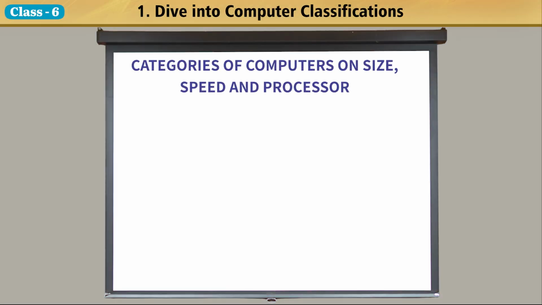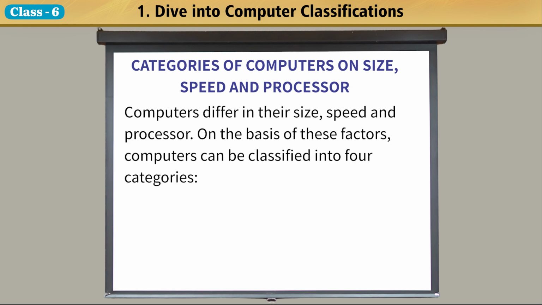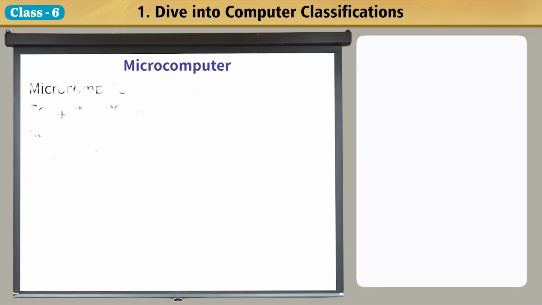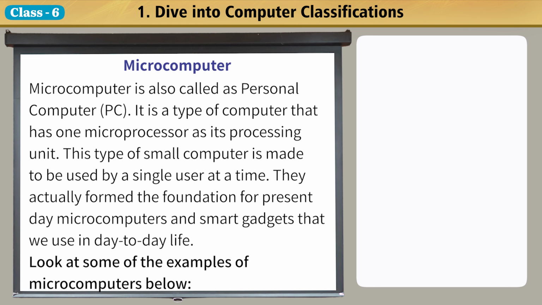Categories of computers on size, speed, and processor. Computers differ in their size, speed, and processor. On the basis of these factors, computers can be classified into four categories. Microcomputer. Microcomputer is also called a personal computer, PC. It is a type of computer that has one microprocessor as its processing unit. This type of small computer is made to be used by a single user at a time.